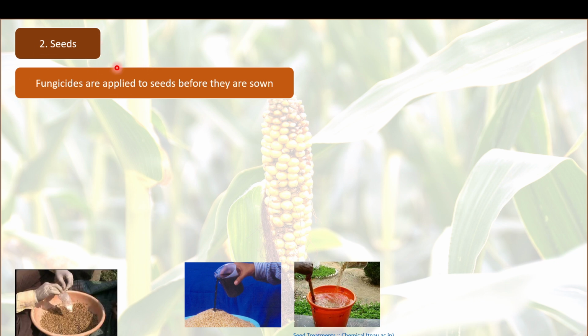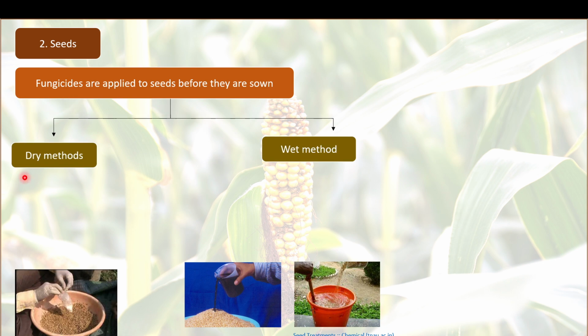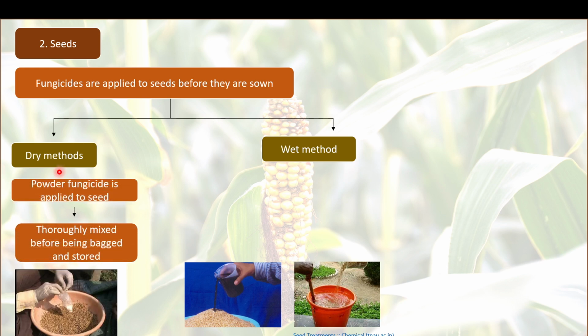So for seed borne diseases, this is very important. Fungicides are applied to seeds before they are sown. So before you sow the seed in your field, you have to apply fungicides. There are two methods, dry method and wet method. So what is dry method?